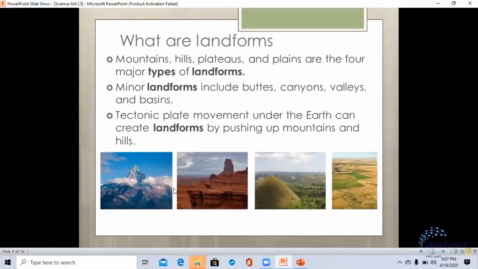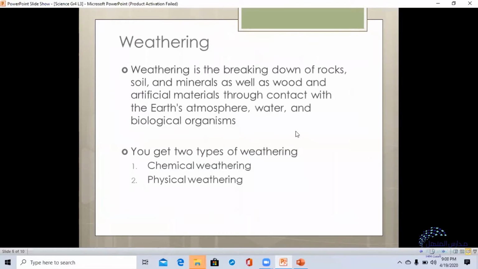So what are landforms? You get mountains, hills, plateaus, and plains, and these are the main 4 types of landforms. You get minor landforms as well, which include buttes, canyons, valleys, and basins. So tectonic plates move under the Earth's surface, creating landforms by pushing up mountains and hills.